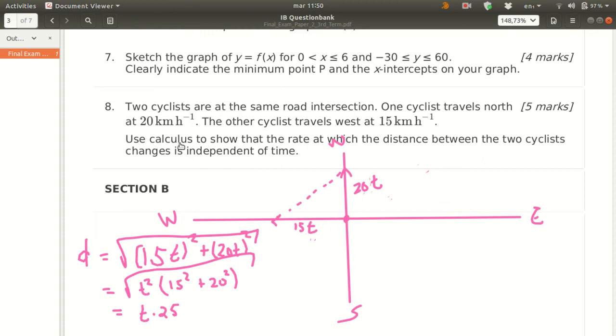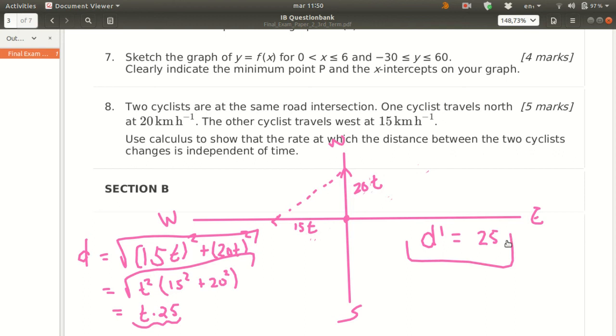Okay, and it says use calculus to show the rate at which the distance between the two cyclists changes is independent of time. The rate, so not the distance, the rate at which the distance is changing. So that would be d prime, which is 25. Because when I find the derivative of 25t, that's 25. So the rate at which the distance is changing is 25. So this question is clearly a difficult question.